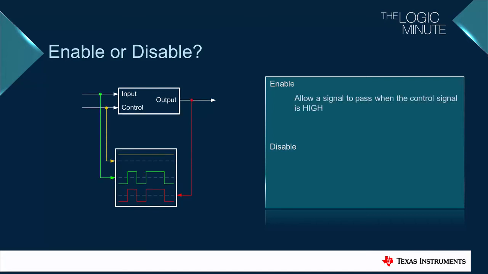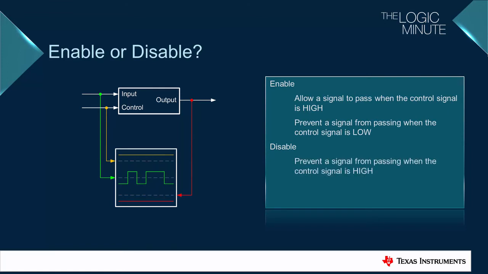An enable will allow an input signal, shown in green, to pass to the output, shown in red, when the control signal is high. It will prevent a signal from passing when the control signal is switched to low. A disable will prevent the signal from passing when the control signal is high, and will allow a signal to pass when the control signal is low. A disable is often referred to as an active low enable.